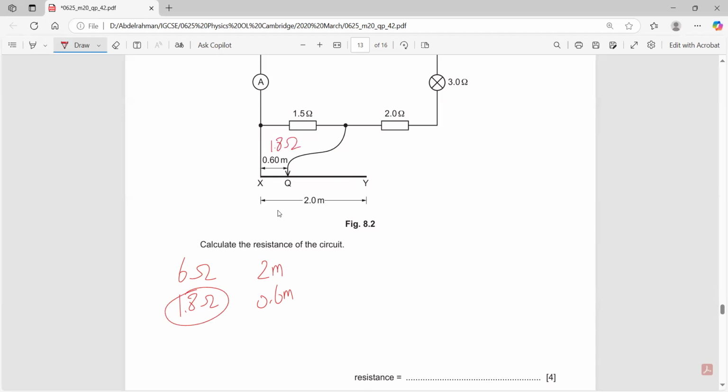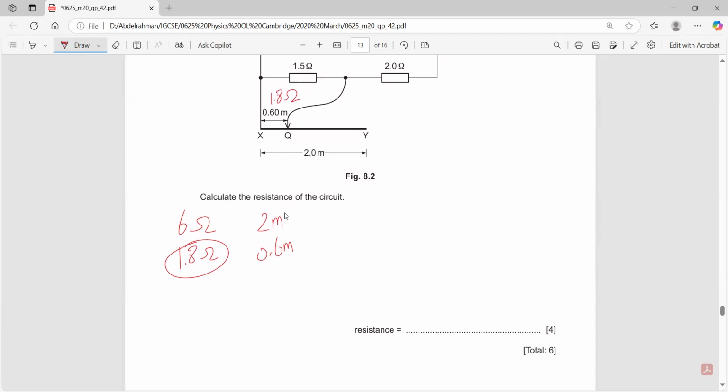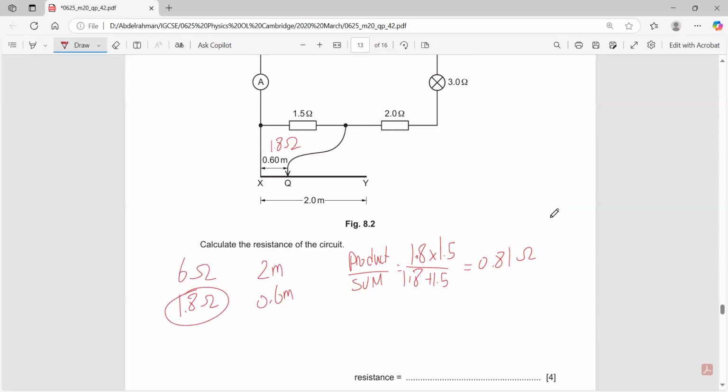Good. Now, you have 1.8 and 1.5. They are parallel. How can I find the combined resistance of these parallel resistors? Product over sum. 1.8 times 1.5 over 1.8 plus 1.5, which is 0.81 ohms, right? These are the parallel resistors.